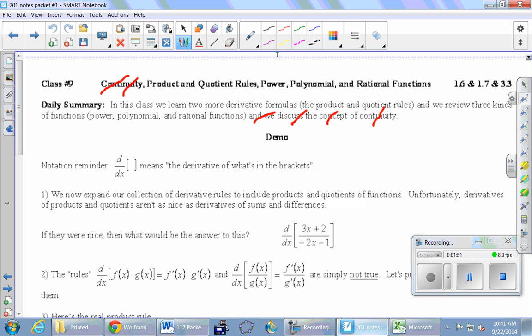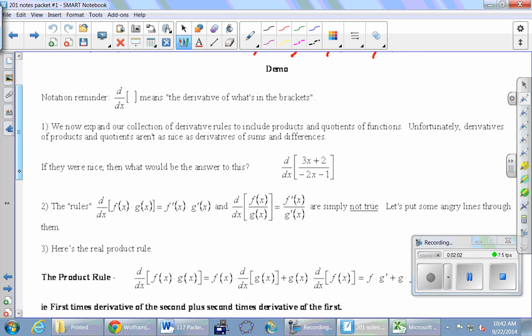If you see d over dx and then brackets, that means the derivative of what's in the brackets, okay? Again, we'll see that notation formally soon, but we're going to use it today anyway. So, number 1, Brendan.